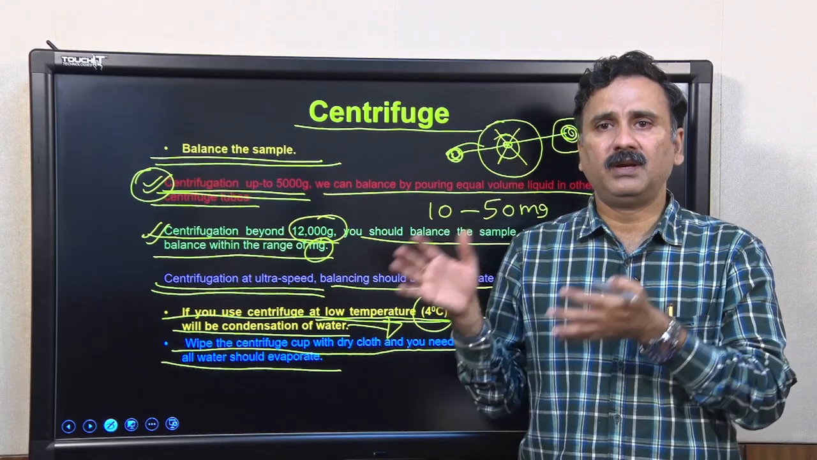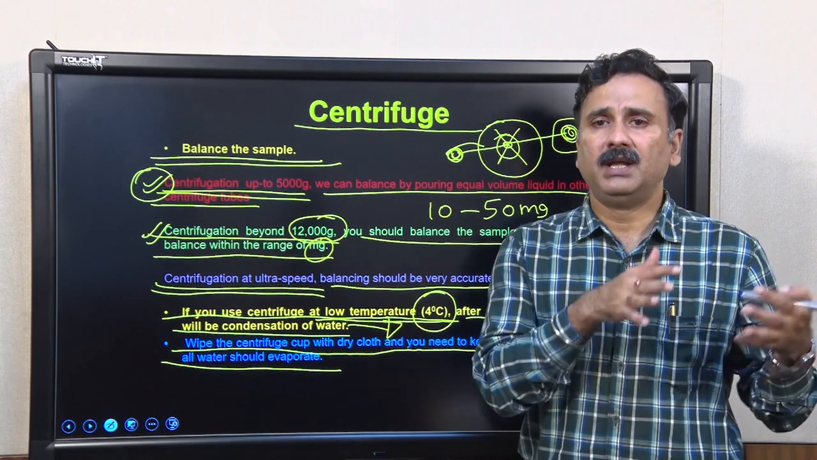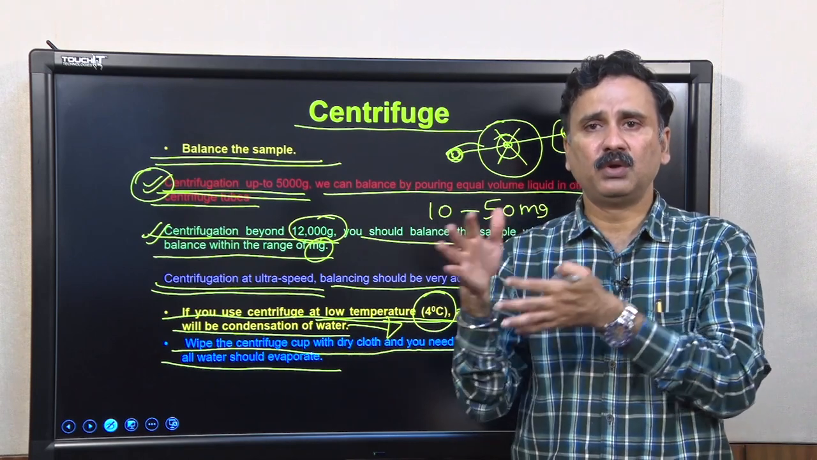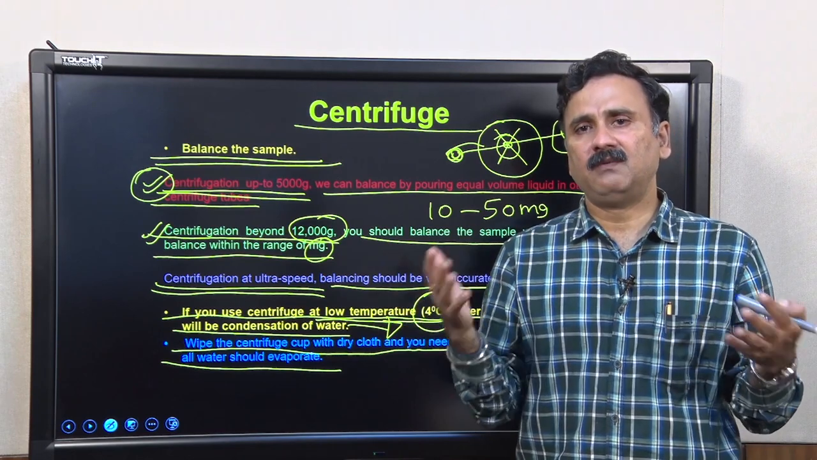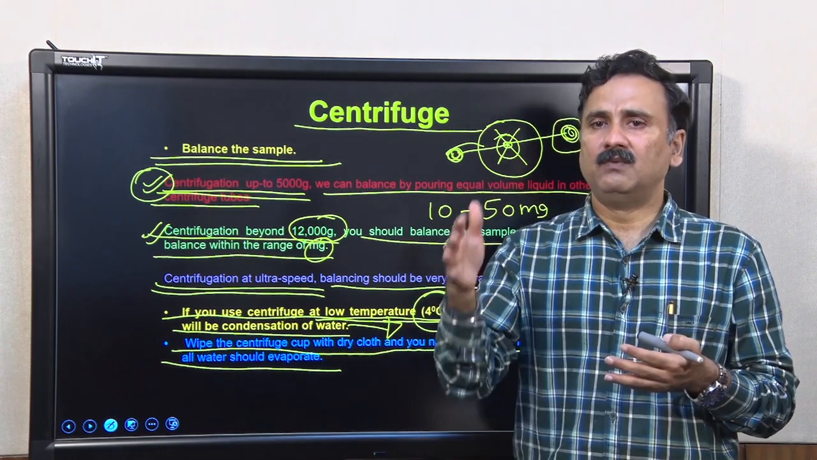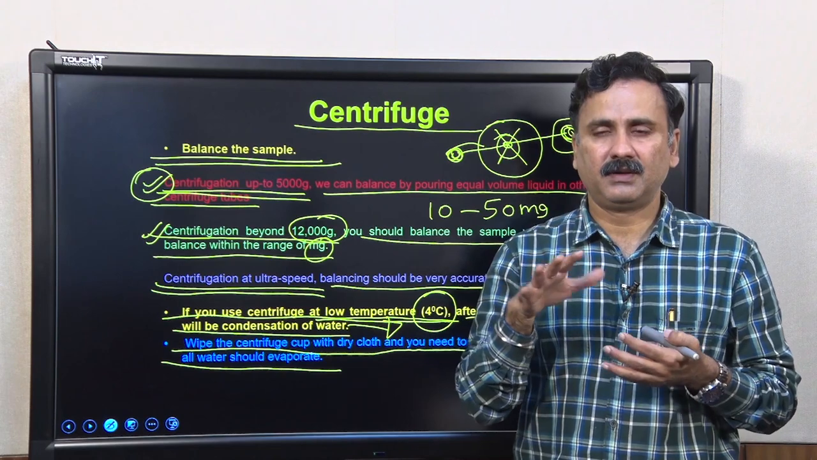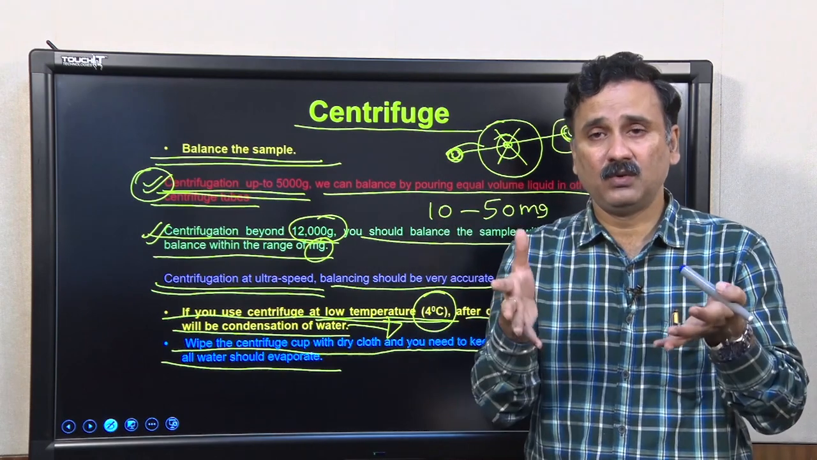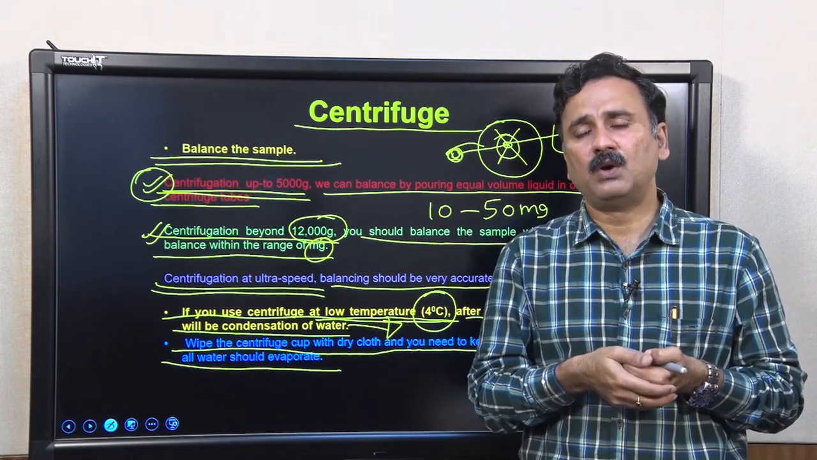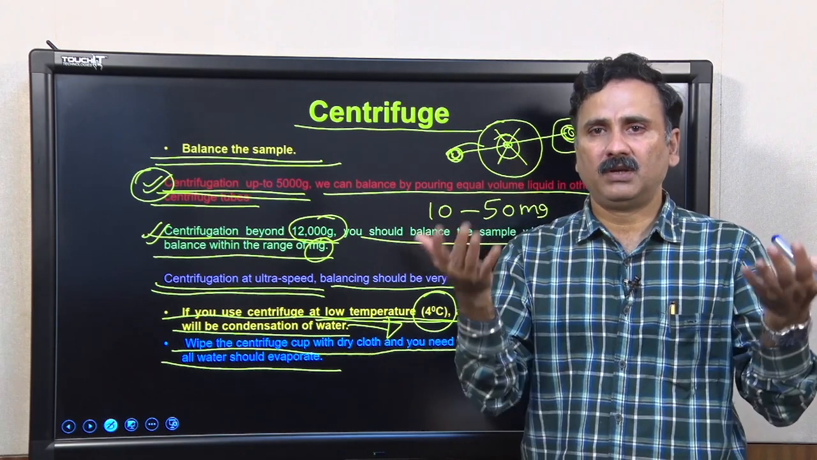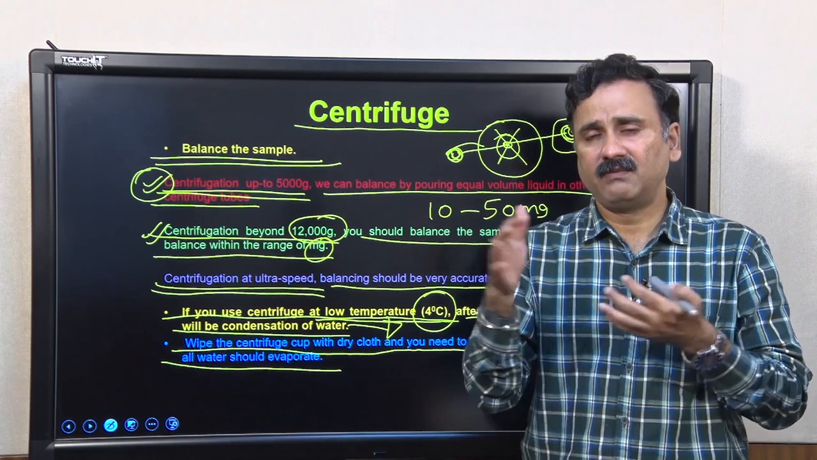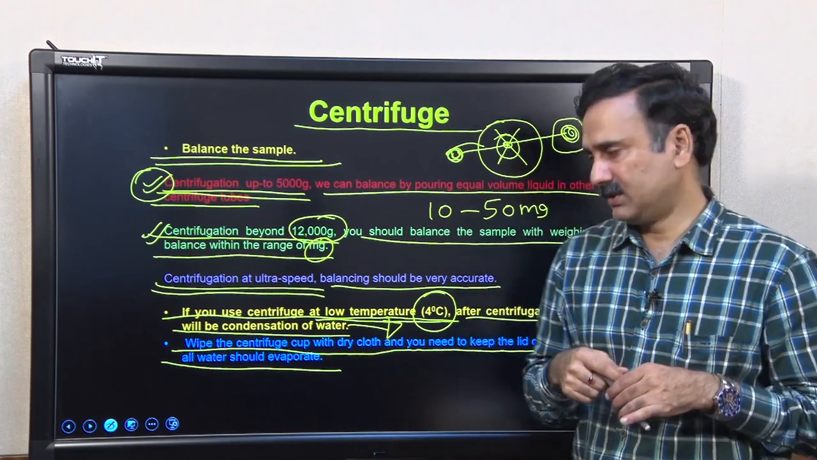evaporate. As soon as you are done with the 4-degree centrifugation and there is nobody in the lab who is going to use this centrifuge, you just open the lid, keep the centrifuge open, and wipe the centrifuge cup where the rotor is housed, and you just leave it open so that all the water that has condensed, even after your wiping, should evaporate.